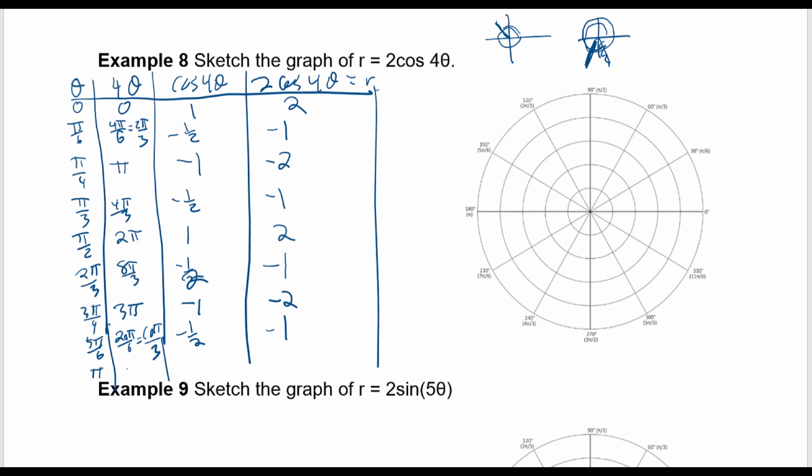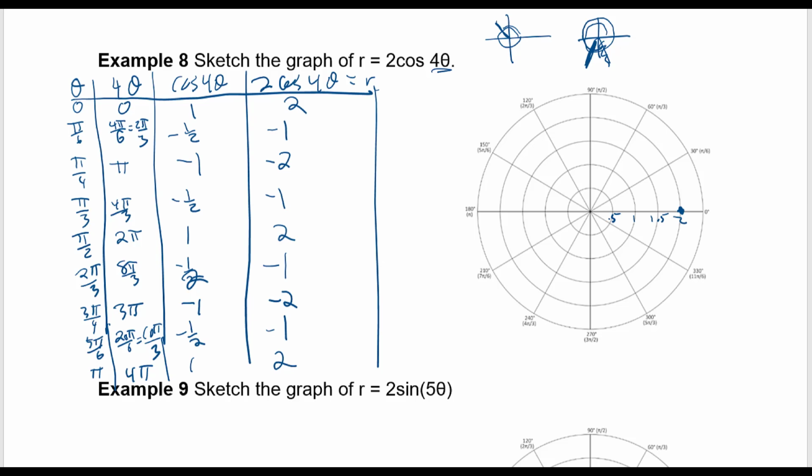Then pi, so 4 times that is 4 pi. Cosine of that is going to be 1, and 2 times that's 2. So let's start with that. If we need to go with more points, we will. And so we start, I'm going to call this 0.5, 1, 1.5, and 2. So we start out at 2.